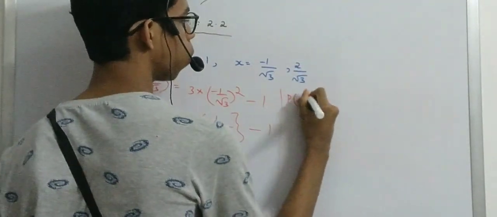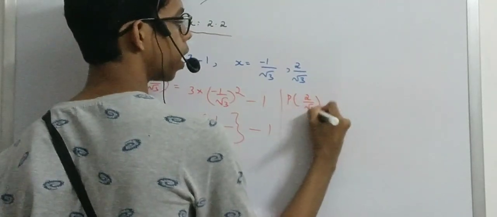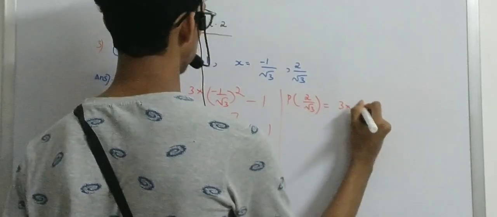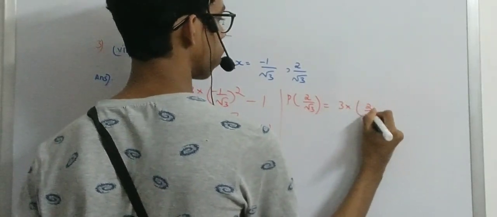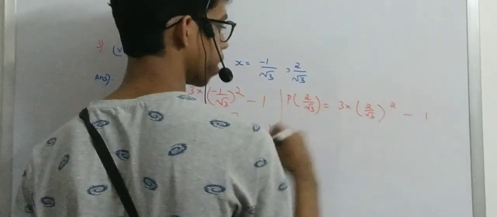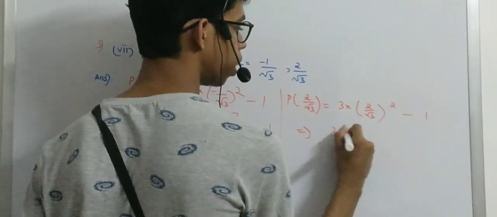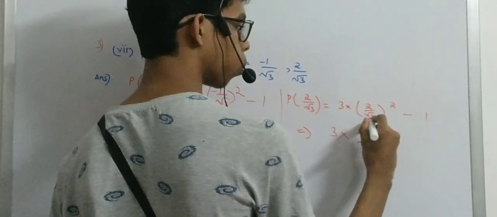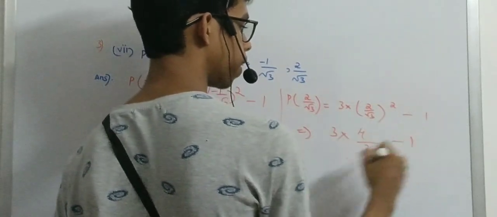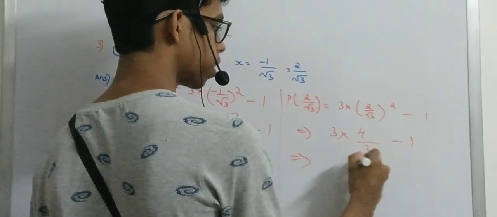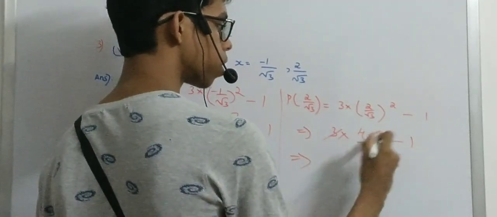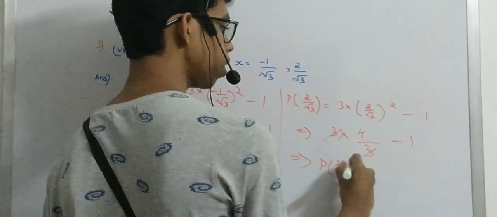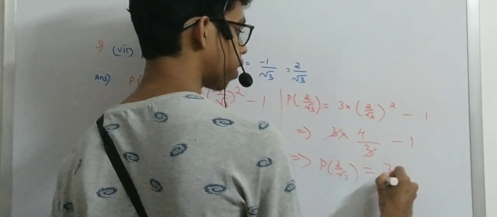So P of 2 by root 3 is equal to, just substitute. 3 into 2 by root 3 the whole square minus 1 is equal to 3 into 2 square, which means 4, divided by root 3 the whole square, which means 3, minus 1. So here this 3 and this 3 cancel off. Then what is left? 4 minus 1. So we will get P of 2 by root 3 is equal to 3.